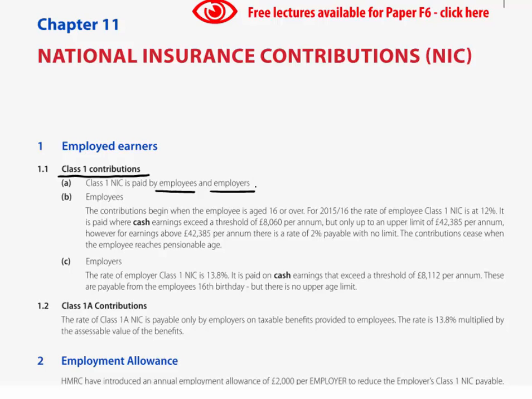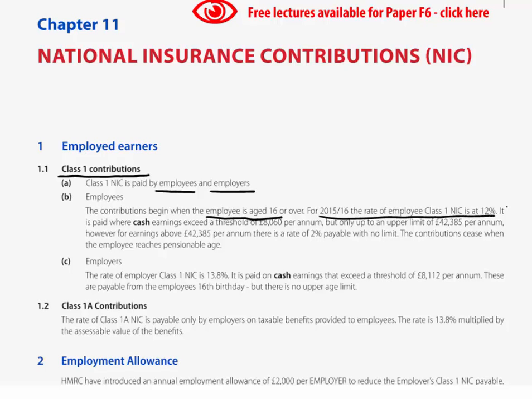Firstly, in relation to employees. On top of their income tax liability that we already know about in relation to your employment income, employees' contributions to Class 1 NIC are known as Class 1 NIC employee, or sometimes referred to as primary contributions. The contributions begin from when the employee is age 16 or over. For 2015-16, the rate of employee Class 1 NIC is 12%.